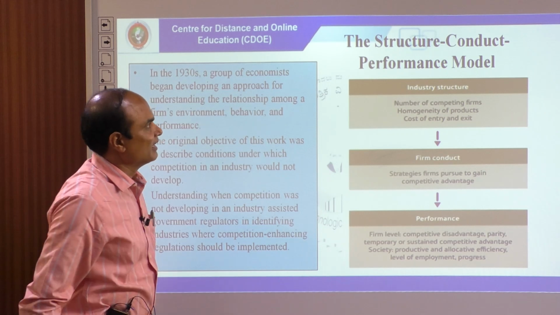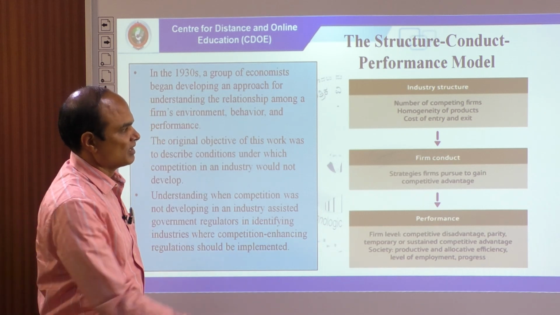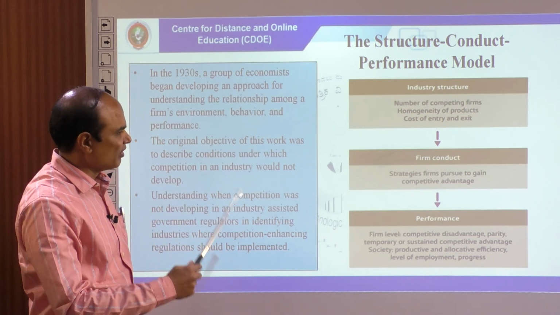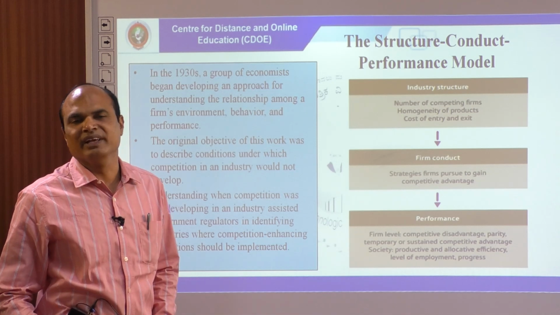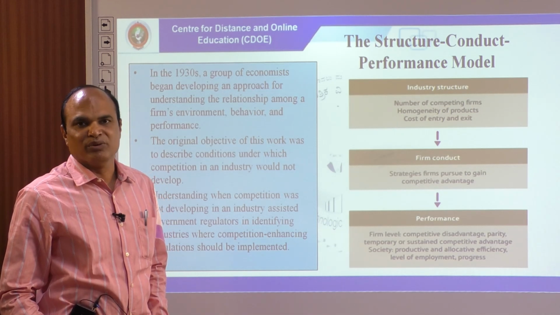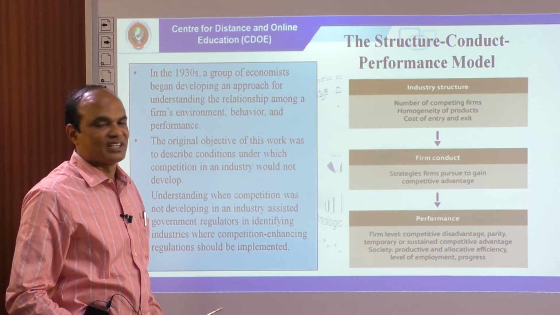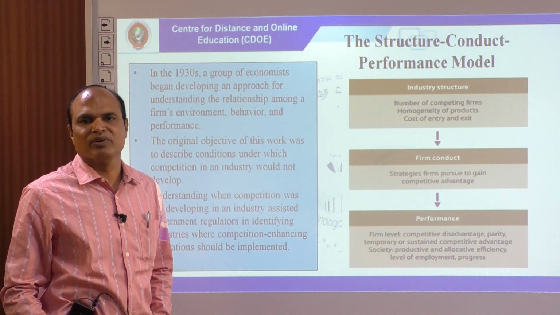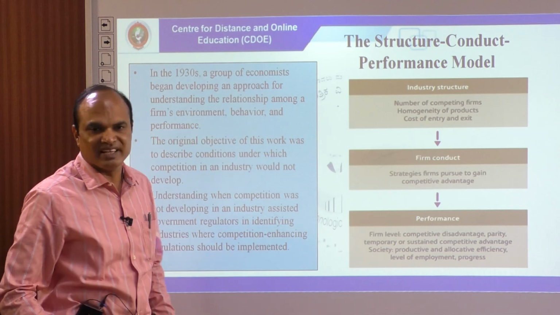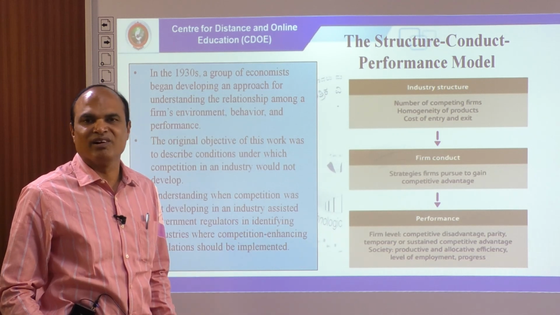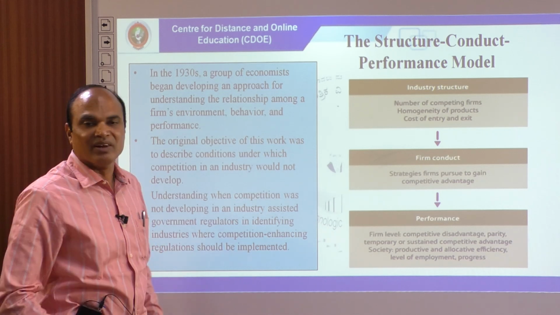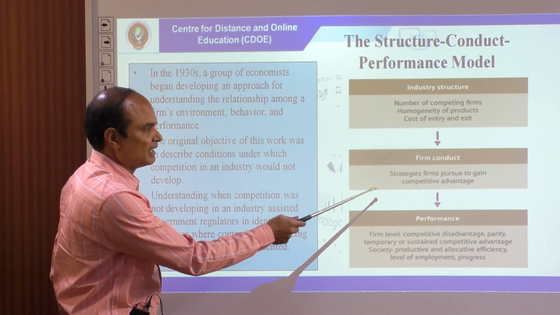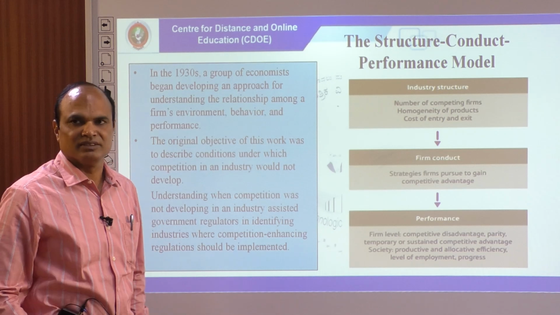Then coming to the conduct, that is the firm conduct. These are the strategies firms pursue to gain competitive advantage. We have been repeatedly talking about attaining competitive advantage and sustaining it. Firms all exist to attain competitive advantage. If a firm is not attaining a CA, then it is as good as not existing, or it does not have relevance in the industry. So, how is a firm going to conduct or achieve its competitive advantage?